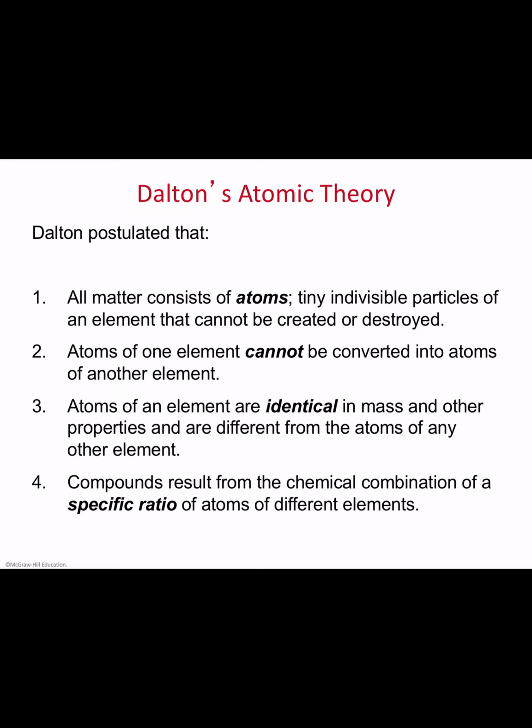Dalton's atomic theory. So what did Dalton say? Dalton postulated all matter consists of atoms, tiny indivisible particles of an element that cannot be created or destroyed. Atoms of one element cannot be converted into atoms of another element. Atoms of an element are identical in mass and other properties and are different from the atoms of any other element. Compounds result from the chemical combination of a specific ratio of atoms of different elements. So that's Dalton's atomic theory in summary.